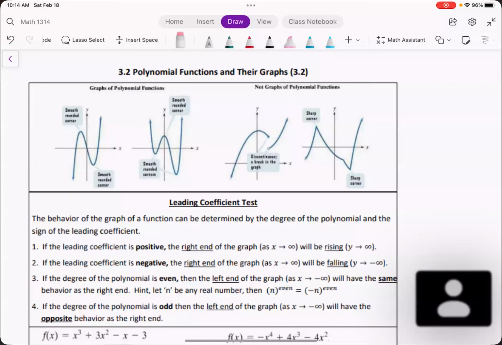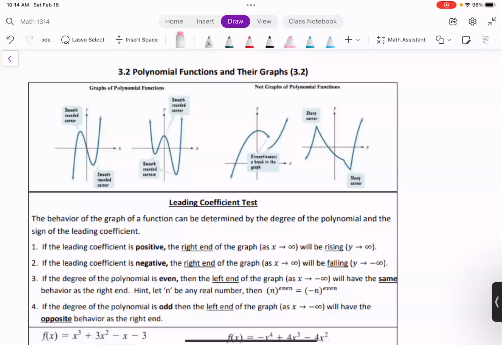In this video, let's learn 3.2 polynomial functions and their graphs. Polynomial functions are continuous functions. They are continuous graphs. Let's look at the first two graphs. They are continuous and they have smooth, rounded corners like this.